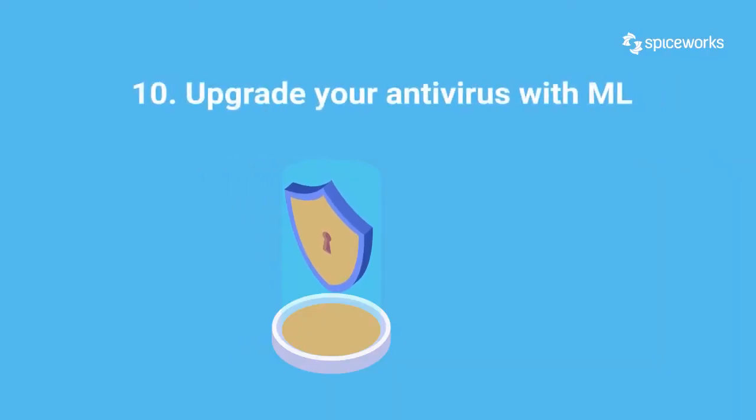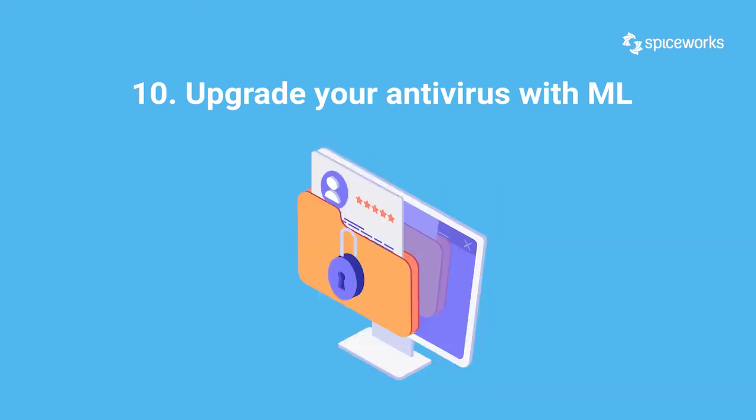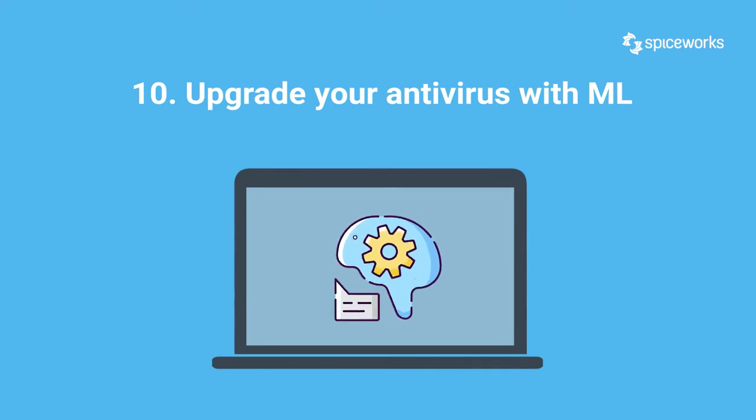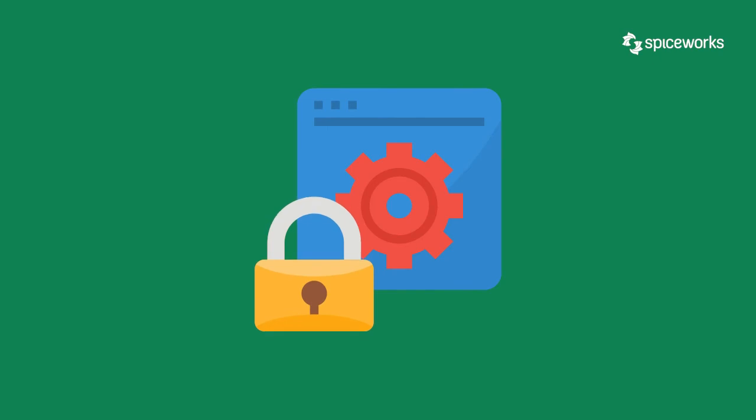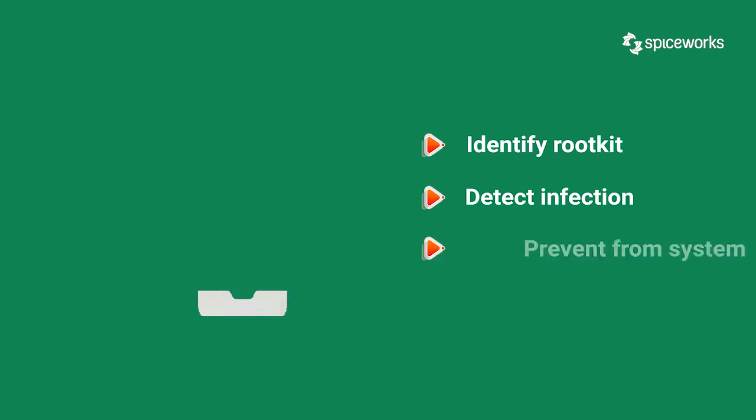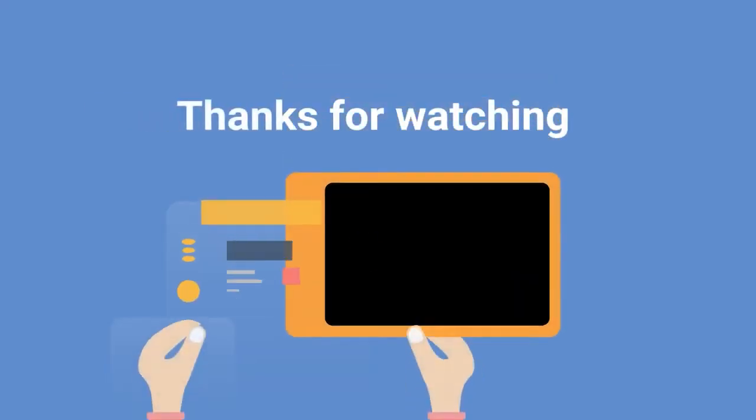Upgrade your antivirus with machine learning. Make use of antiviruses that employ cutting-edge security approaches, such as machine learning-based outlier detection and behavioral heuristics. Depending on the rootkit's behavior, this sort of antivirus may identify its source, detect the infection, and prevent it from invading your machine.